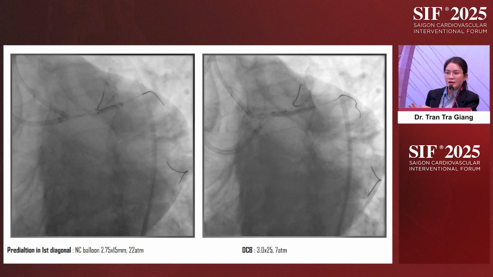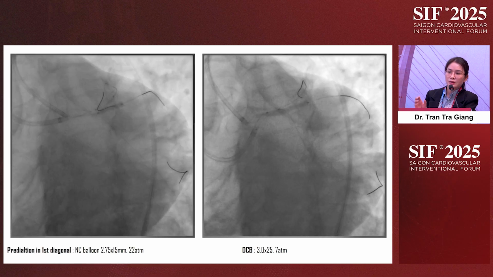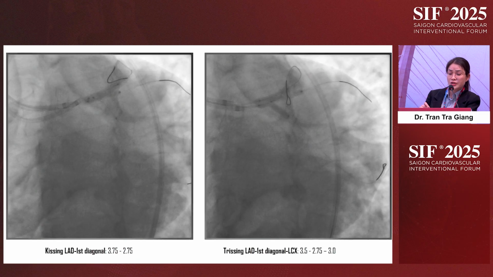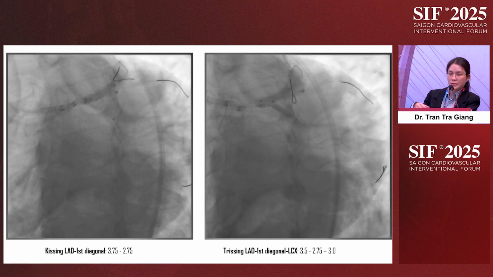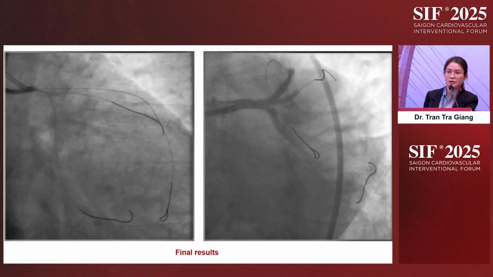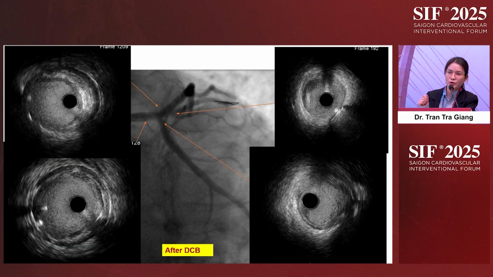And the DCB for left main to diagonal is 3.0 at 7. I do kissing in a pair, and finally kissing of the LAD, LCX, and diagonal. And here is the final result. I checked IVUS and it is quite good in the left main LAD, left main LCX, and left main diagonal.